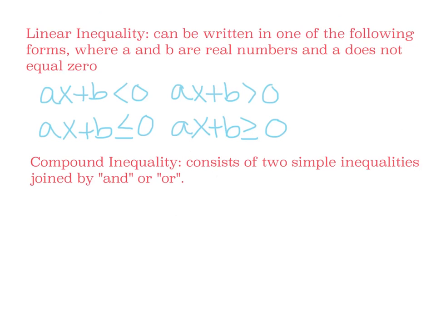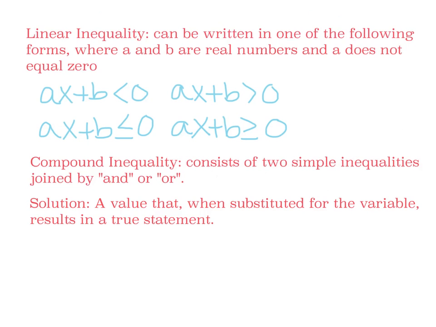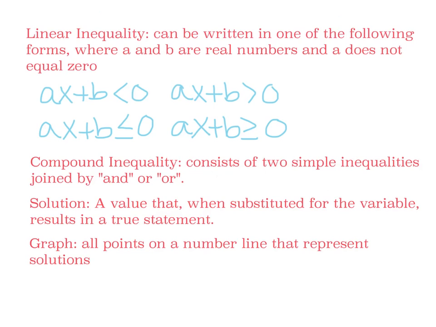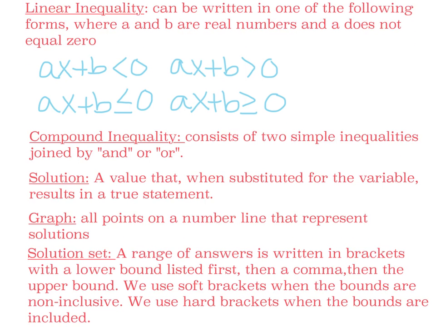A compound inequality is one that consists of two simple inequalities joined by either and or. The solution to an inequality is going to be a value that, when you substitute it for the variable, gives you a true statement. The graph of an inequality is all points on the number line that represent solutions. So we're not going to graph this in x and y, we're just going to graph it on a number line, and we're going to shade in all of the parts of that number line that can work as a solution.